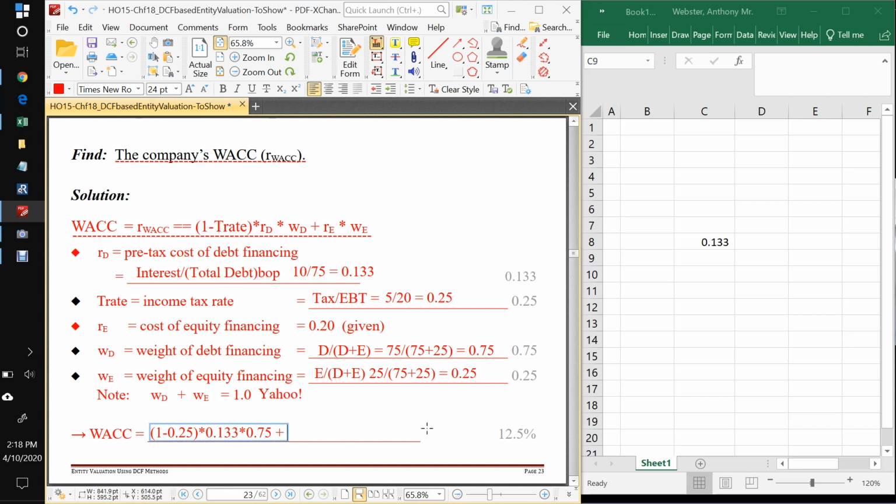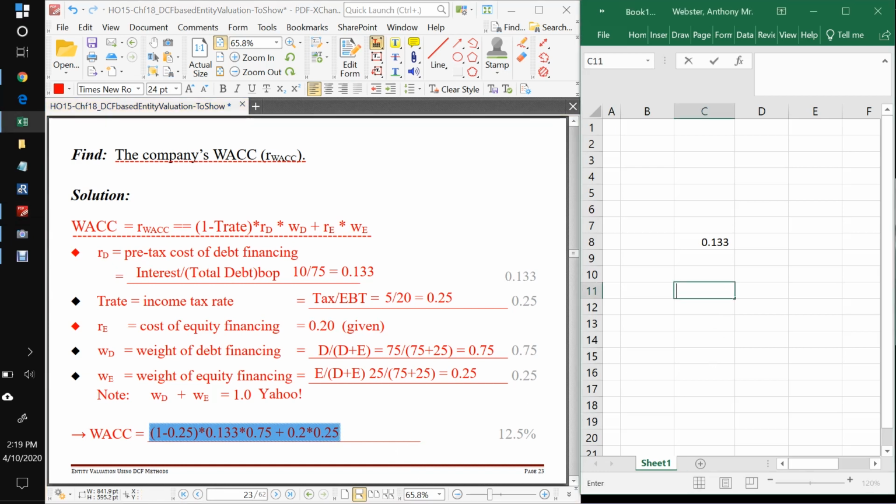Okay, their cost of equity capital, they estimate at 20%, 0.2 times the weight of equity for them, which is 0.25. And let's just plug that into Excel and see what we get here. Okay, I got 0.125 or 12.5%.